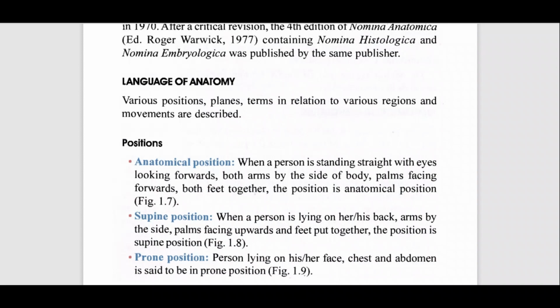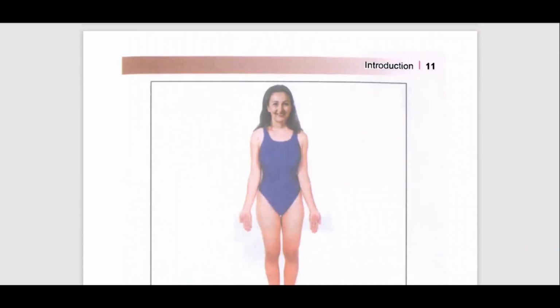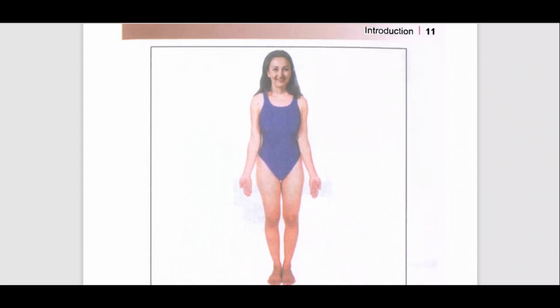वेल, बिगिनिंग विद द पोजीशंस ऑफ एनाटॉमी। सो बेसिकली हमारे पास चार positions होते हैं। First one is the anatomical position. It is when a person is standing straight with eyes looking forward, both arms by the side of the body, palms facing forward, both feet together. The position is in anatomical position.